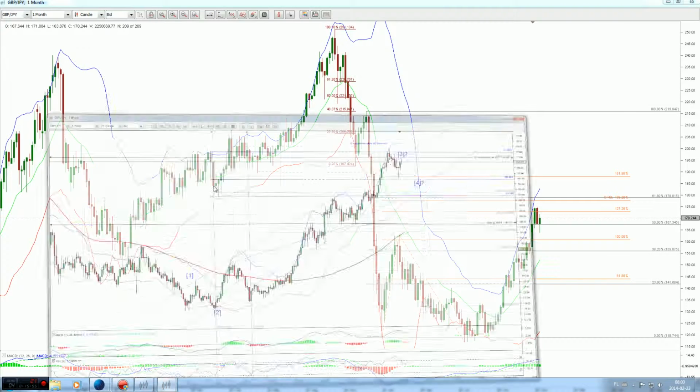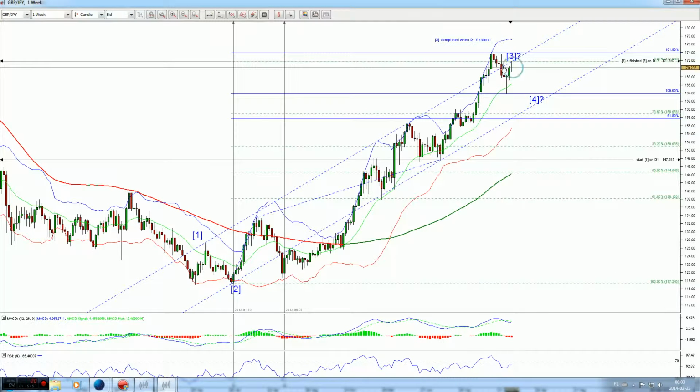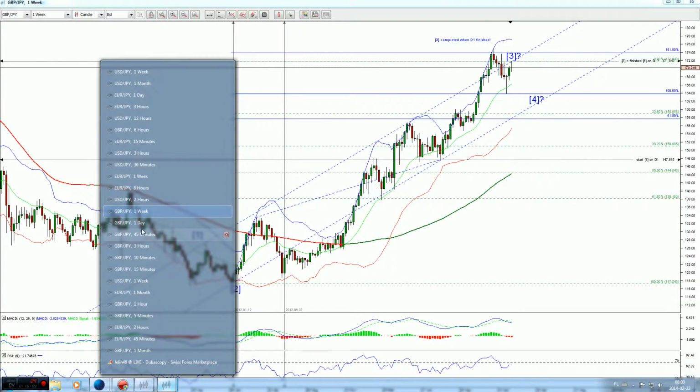Okay, that's the weekly. On the weekly, we've got a doji. Okay, this is a doji indecision. The market is indecision. The market is asking itself, shall we go to the upside more, or shall we reverse and start falling again? And this is the daily chart.